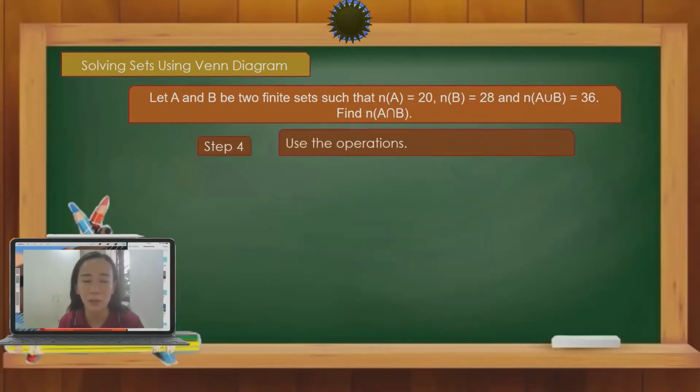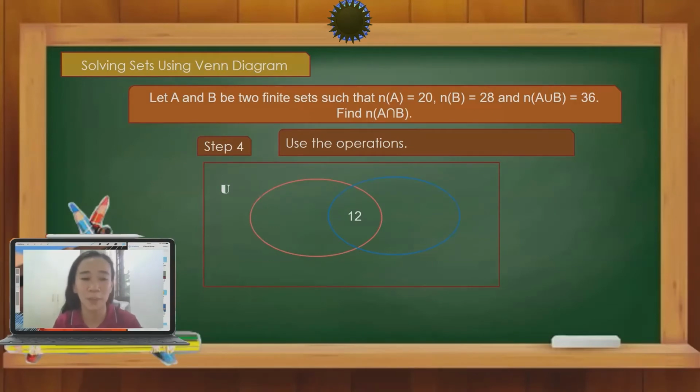Step 4, use the operations. We were able to find the intersection of A and B. That is 12. We can already proceed to the next problem, but for the sake of knowing, let us complete this Venn diagram. We already have 12 here, and the cardinality of A is 20. Since we already have 12 here, then it means we only have 8. So that 8 plus 12 is 20. 20 is the cardinality of A.